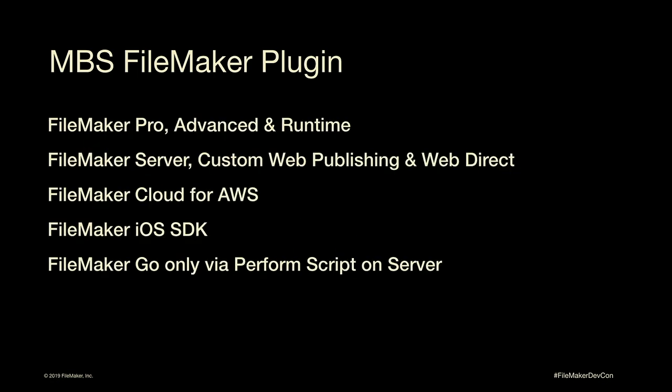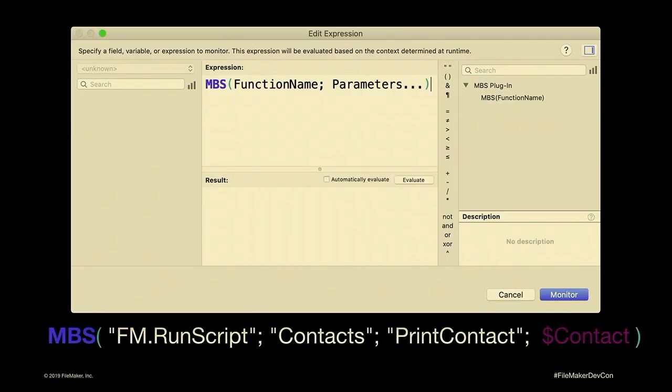The MBS plugin can be used nearly everywhere, so you can use it on your desktop in FileMaker Pro. You can use it on your FileMaker Server, including FileMaker Cloud for AWS. You can use it with the iOS SDK, where you embed the plugin into your own iOS app. And with FileMaker Go, you can use it with Perform Script on Server. So the actual work is done on the server, but you can still trigger it from your FileMaker Go solution.